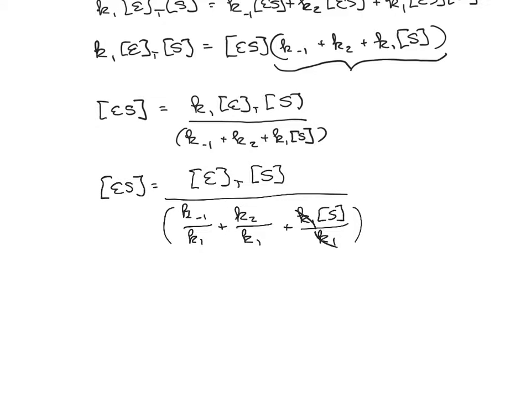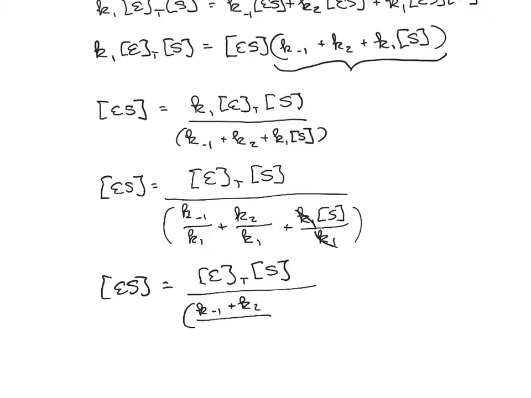This K1 cancels, but the other two don't. So I could instead express that denominator like this. That's just like saying 1/2 plus 3/2 is 4/2, right? And that's all that's left of that part of the term.